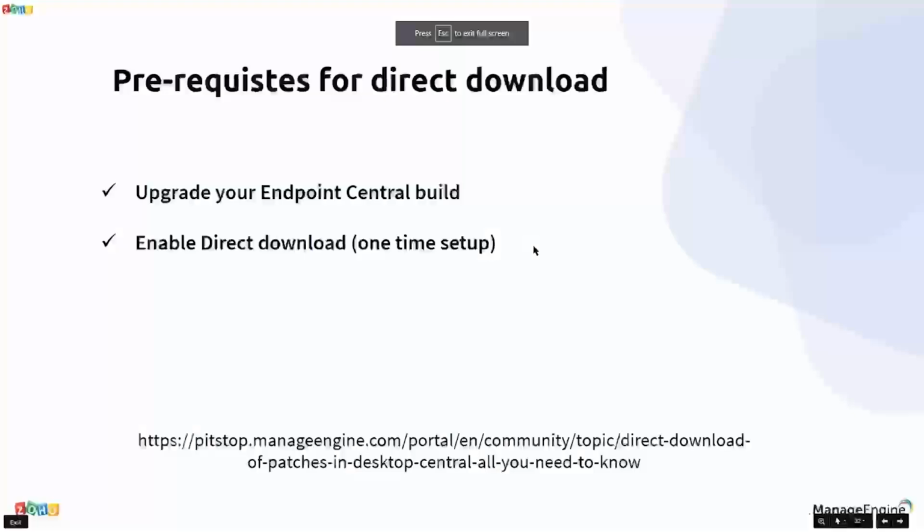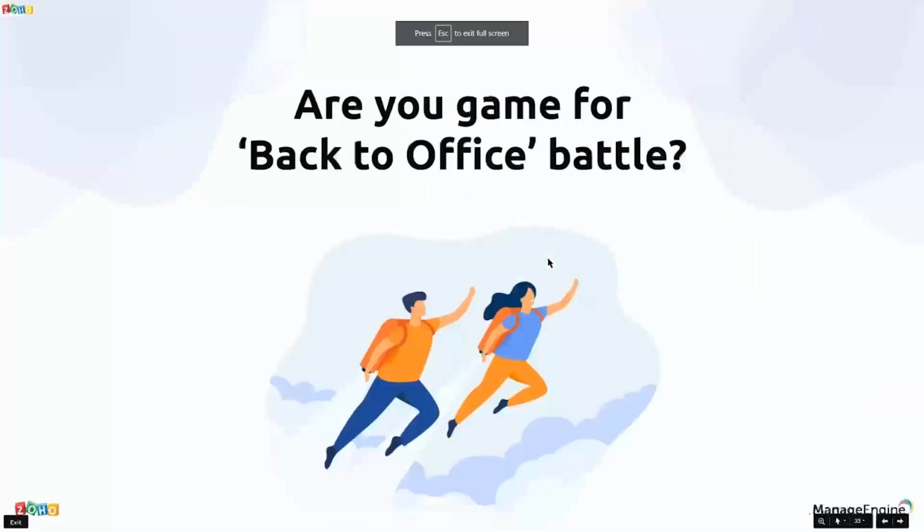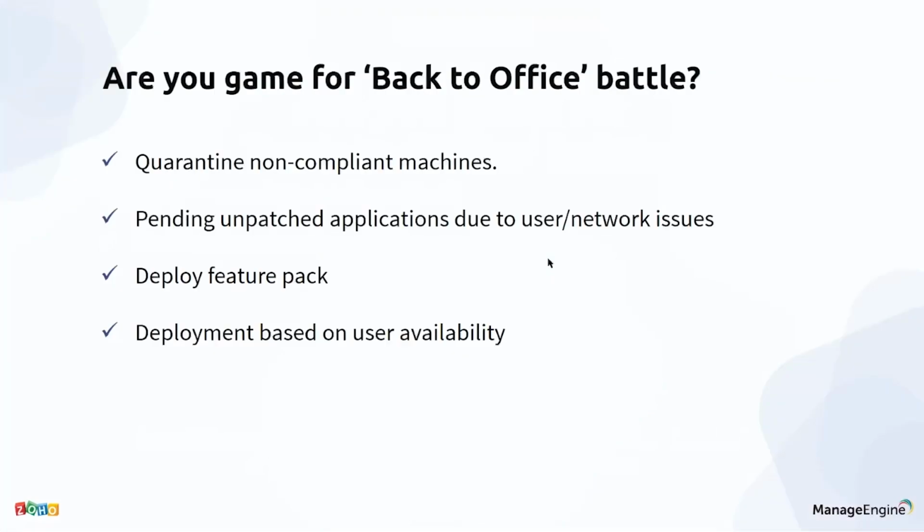Back to the presentation. Now let's talk about the scenario back to office. There are a few factors that an administrator should look for when the machines are coming back to the office: quarantining the non-compliant machines, updating the unpatched applications, deploying the feature packs, and deploying updates based on the user's availability. So now we are going to discuss the scenarios one by one.